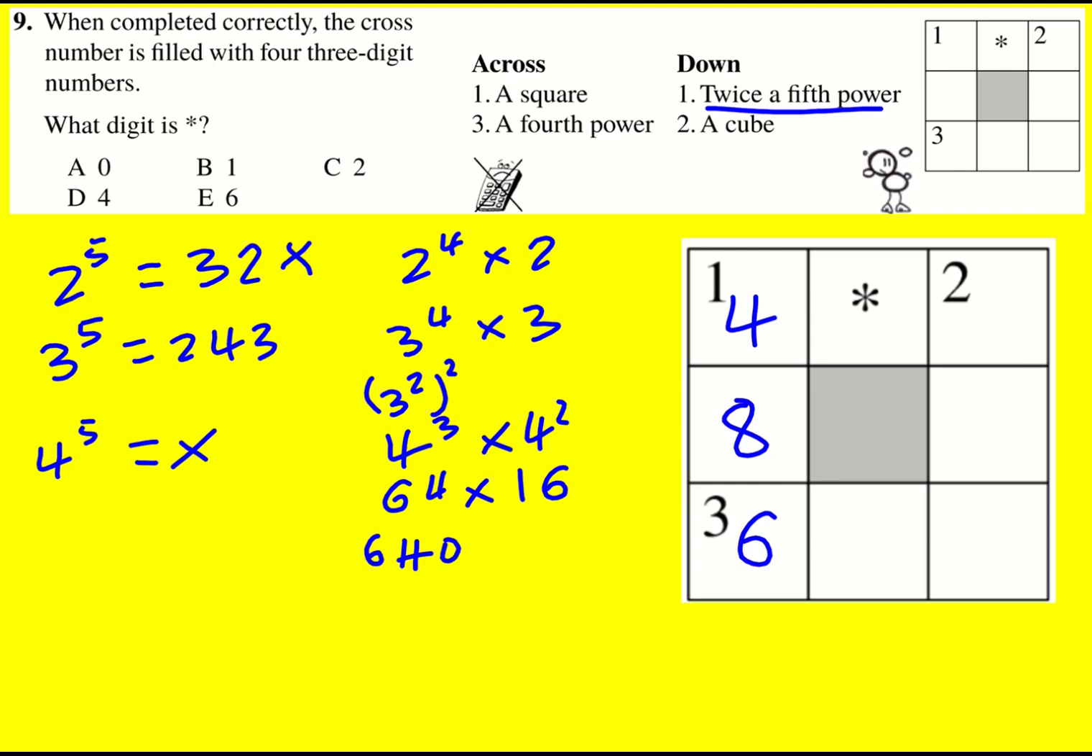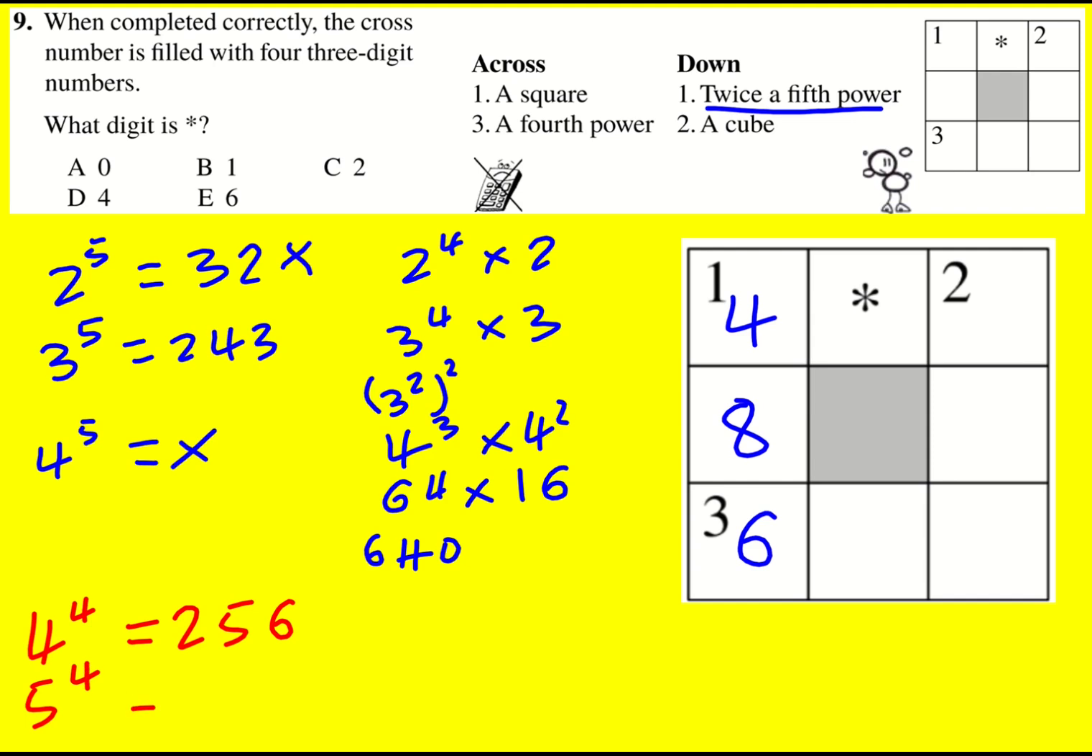A fourth power now. So we can see that 3 to the power 4 is going to be too small. That was 81. What about 4 to the power 4 then? So that's going to be 64 times 4. We can double it to 128. It's going to be 256. Okay, that is too small.